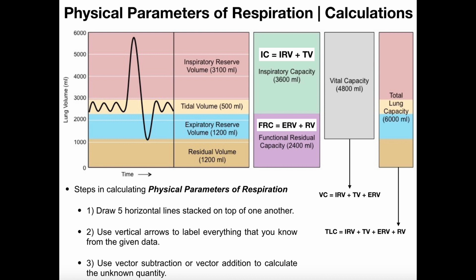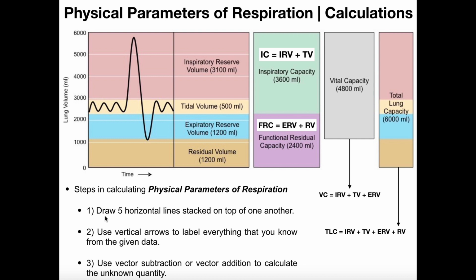Okay, so we're going to start looking at some calculations. And I'm going to first go over 3 general steps. It might not make a lot of sense while I'm going over this, but I'm going to do some examples on paper for you in this video, and then hopefully you'll get a better grasp of that. So these are steps in calculating these physical parameters of respiration.